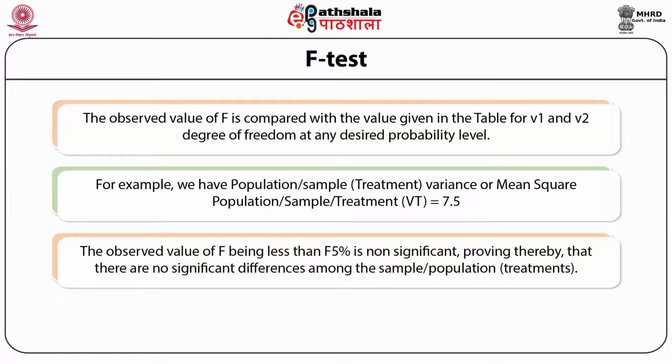The observed value of F is less than the F table value and is not significant, proving thereby there is no significant difference among the samples or the populations. Had the observed value of F been proved significant, its interpretation would have been that the differences among the populations are real and not due to the errors of sampling.